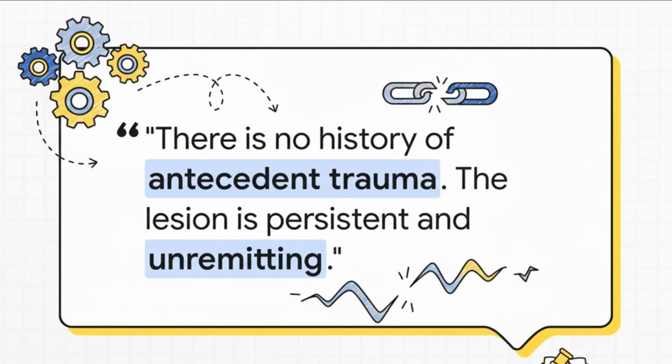Here's a perfect little example of connecting ideas. Just listen to the difference in the flow. Words like "antecedent trauma" and "persistent and unremitting" aren't just fancy substitutes. They're the language of a professional story, linking ideas together smoothly and creating this really authoritative vibe.